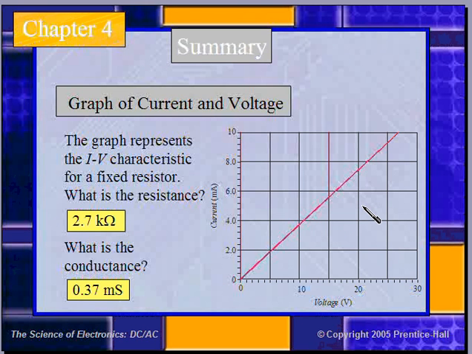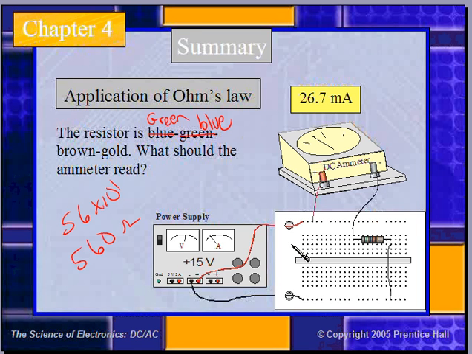Graph of current and voltage. This graph represents the current voltage characteristics for a fixed resistor. What is the resistance? All you need to do is pick a voltage point. If you pick 10 volts, at 10 volts you have approximately 3.9 or 3.8 milliamps. Divide that out. It comes out to 2700 or 2.7 K. What is the conductance? Conductance is 1 over the resistor value, so it's 1 divided by 2700.